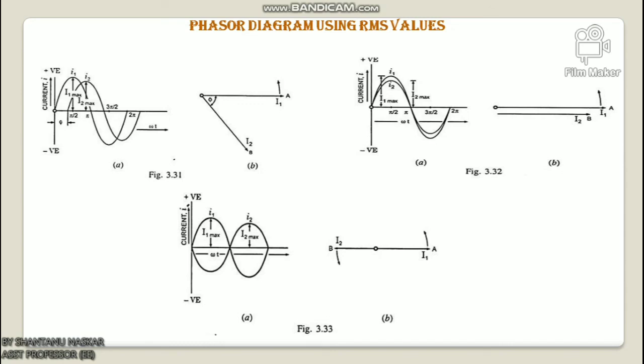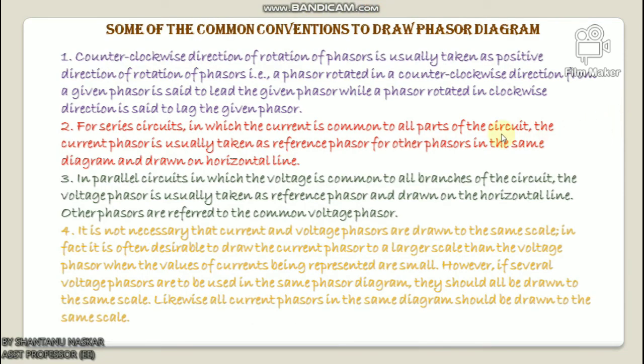So in order to achieve a consistent and accurate result, it is essential to follow certain conventions. In the last part of this video, I will discuss some of the common conventions to draw a phasor diagram. Number one, counterclockwise direction of rotation is usually taken as the positive direction of rotation of a phasor. A phasor rotated in a counterclockwise direction from a given phasor is said to lead the given phasor, while a phasor rotated in clockwise direction is said to lag the given phasor.